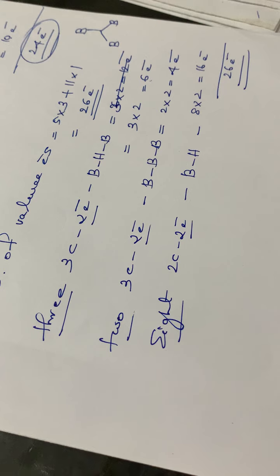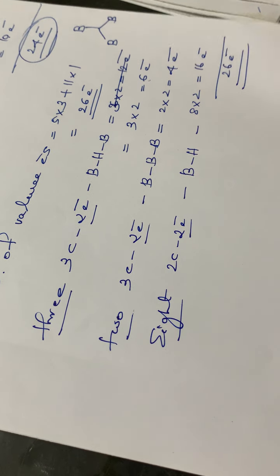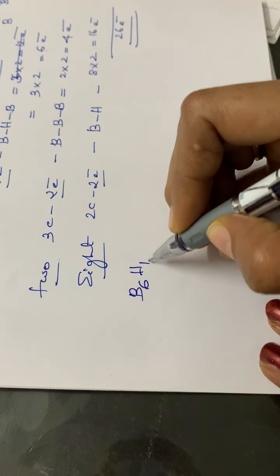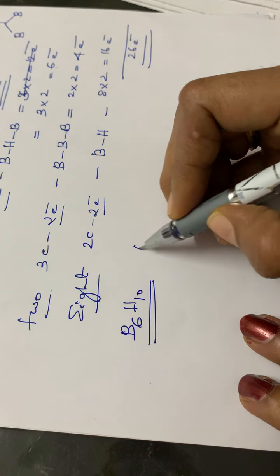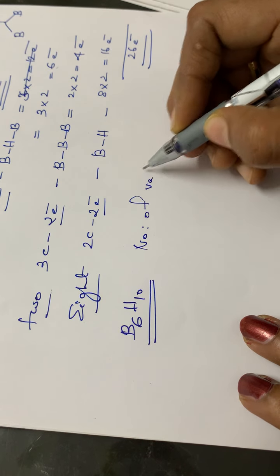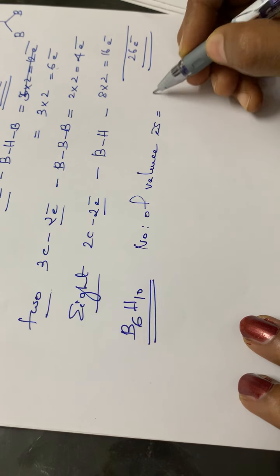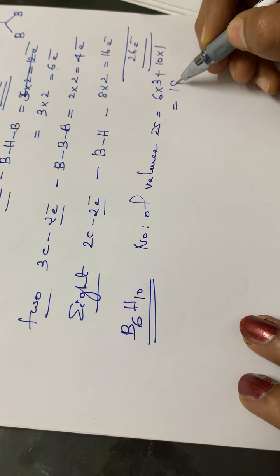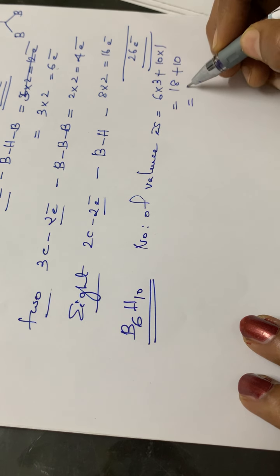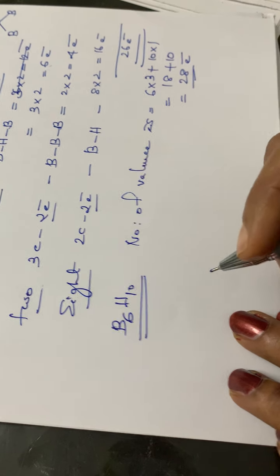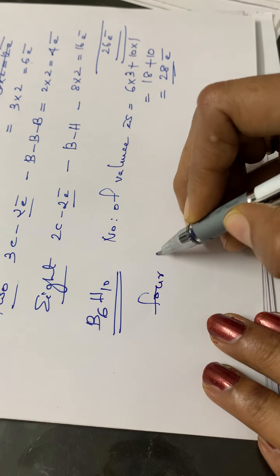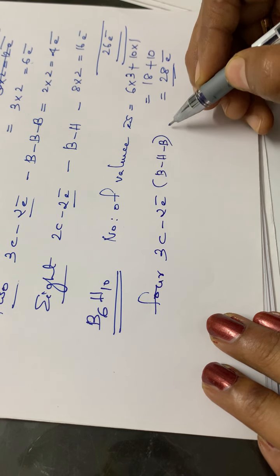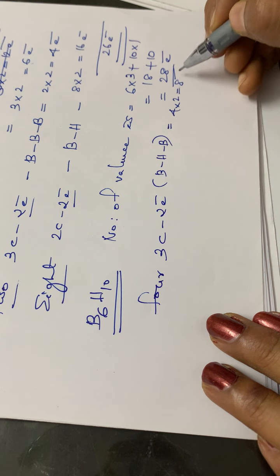Then the next one, that is B6H10. See, the number of valence electrons is equal to 6 into 3 plus 10 into 1. That is equal to 18 plus 10. That is 28 electrons. Okay. So here also 3 center 2 electron bonds. That is BHB. That is equal to 4 into 2, 8.